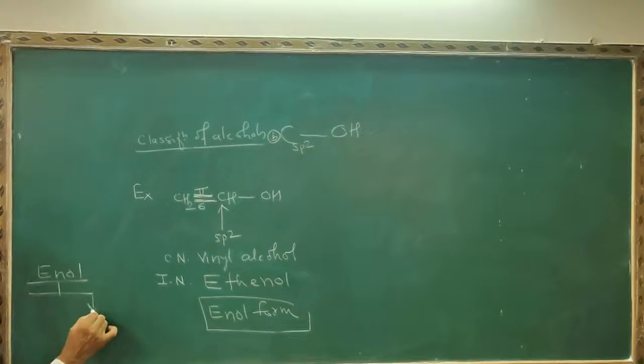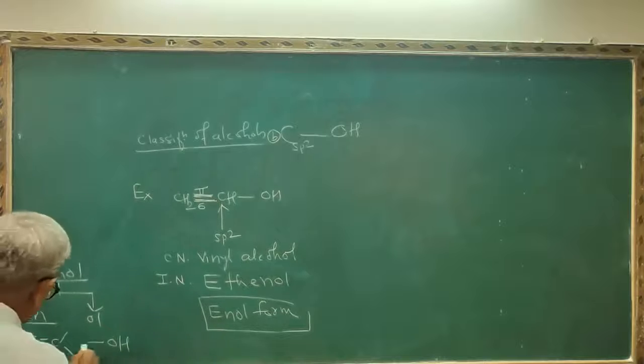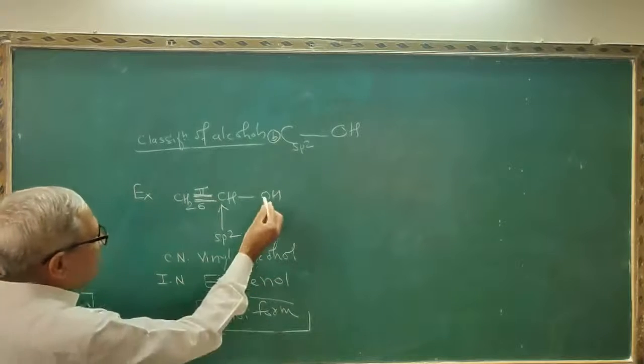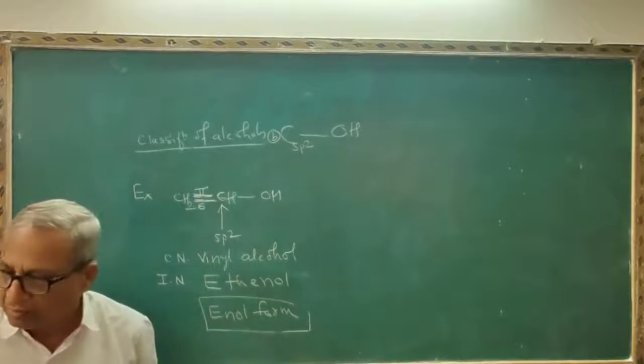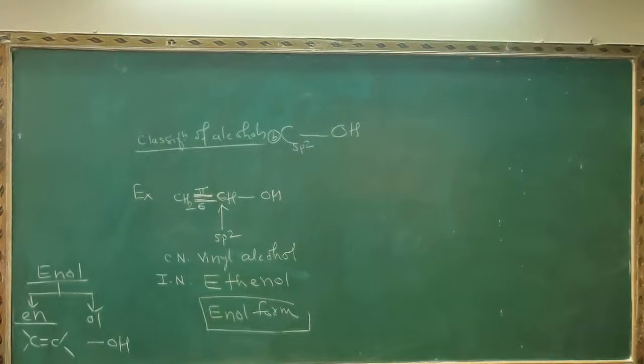This is the combination of the two terms: one is "en" and the other is "ol." This "en" is nothing but the carbon-carbon double bond, and this "ol" is nothing but the OH group. In an enol, the OH group is directly attached to the carbon-carbon double bond, and therefore it is an enol form.